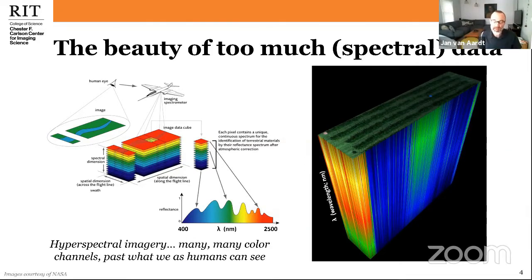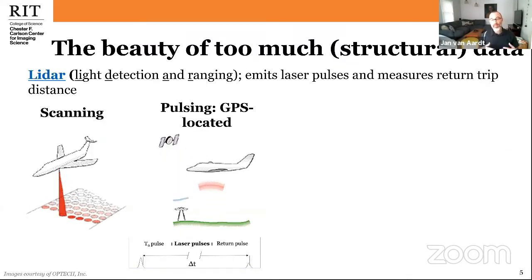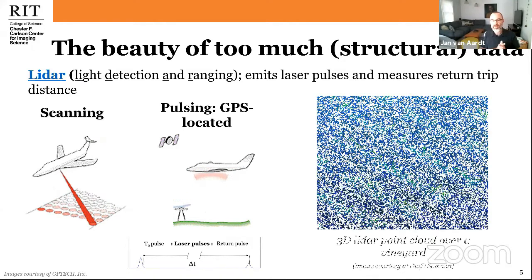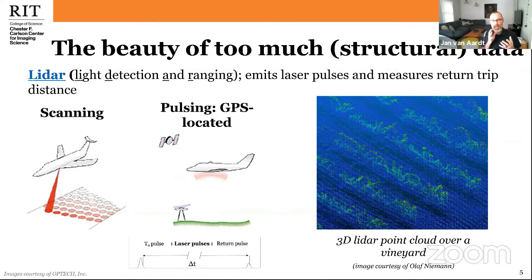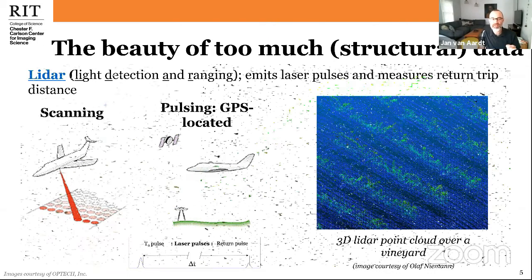I'm oversampling the problem. But we can always also oversample, not in the color domain, but also in the structural domain. And many of you are familiar with LiDAR, right? This very fast pulsing laser, typically from an airplane, can also be terrestrial based. And I measure the return trip distance for each of these scans, so I get a 3D point cloud, such as this one for a vineyard. Now, again, I have so much structural information so that I can determine exactly what I need for specific applications.